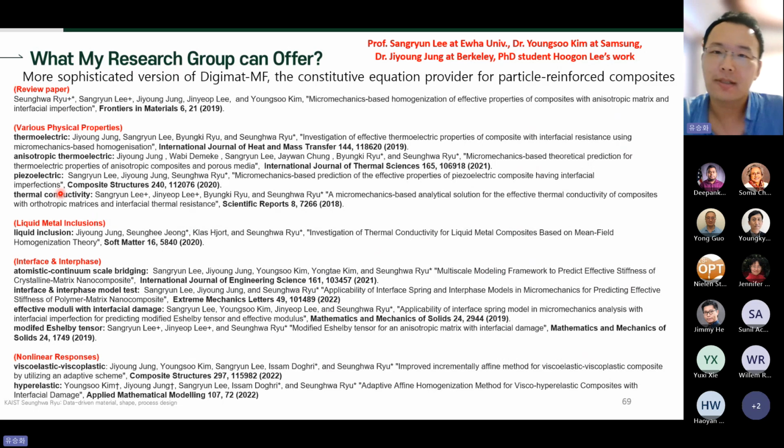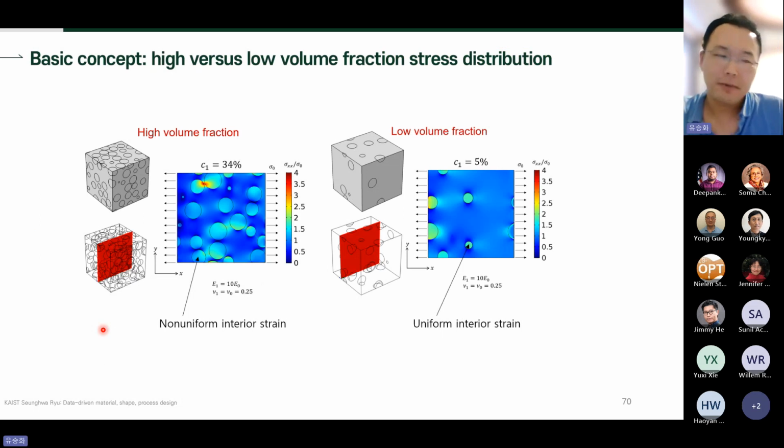So what we can do is, this is work by these alumni students. We can provide a more sophisticated version of DigiMat MF, which is a constitutive equation provider, and there is a review, and these are the extensions. If I give you the basic concept, if the volume fraction of inclusion is too large, it's quite hard to make an analytical theory.